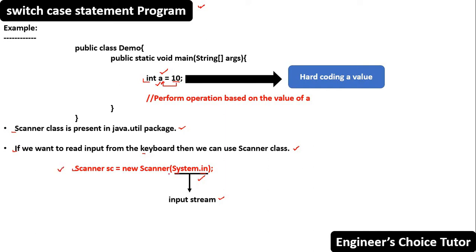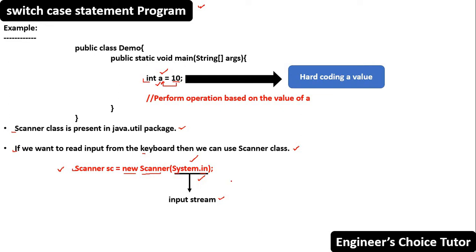So what will happen at this line? Scanner sc is equal to new Scanner and then System.in we are passing here. At this line, we are creating an object of the Scanner class and we have to pass an input stream in the constructor of the Scanner class. So whatever you are passing here, System.in, it is an argument to the constructor of this Scanner class, right? So let's see the next example.